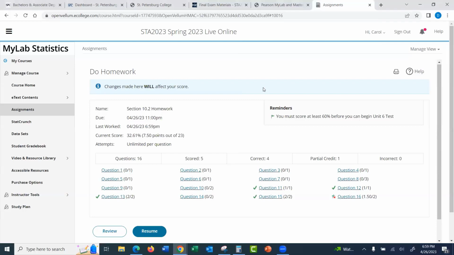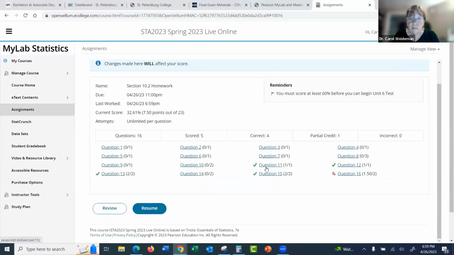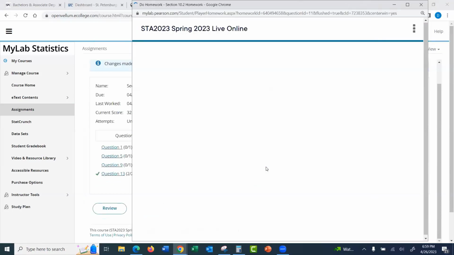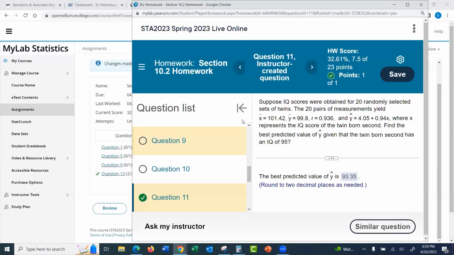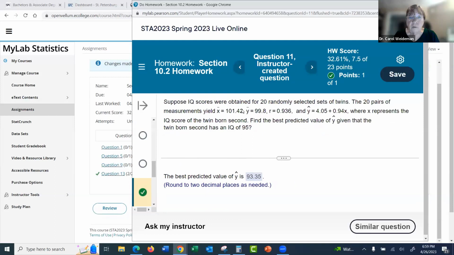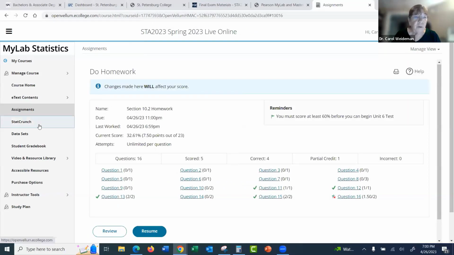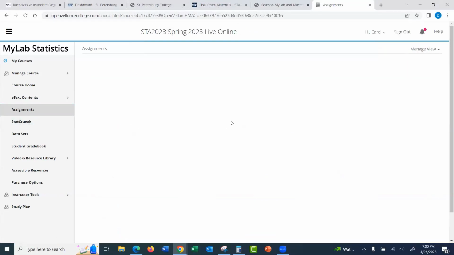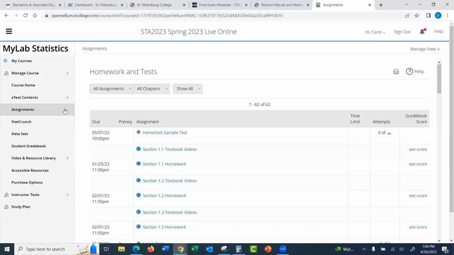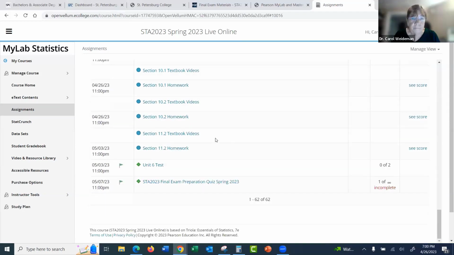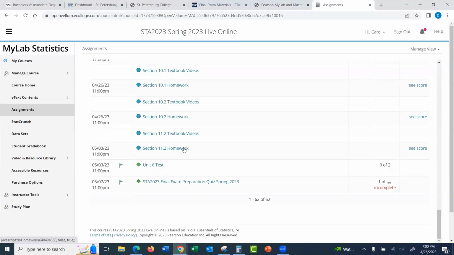I have a question on 11.2, number 11. That's what we just did. The IQ scores? No, section 11.2. Oh, 11.2, the one we just did tonight. Yes. Oh, I'm sorry. Okay, hold on just a second. Question 11 was actually the one I needed to ask about as well.